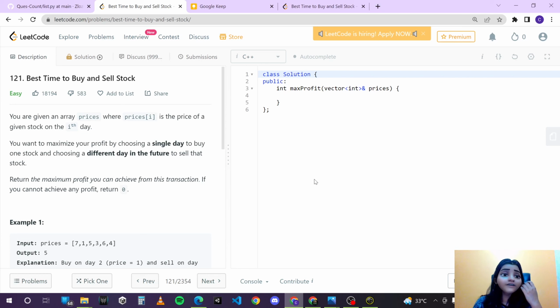So today we are going to solve a LeetCode problem, which is Best Time to Buy and Sell Stock. Here we are given prices, where prices[i] is an array representing the price of the stock on the ith day. We have to maximize the profit. We have to buy a stock and then sell it, so we have to buy at the minimum price and sell at the maximum price.